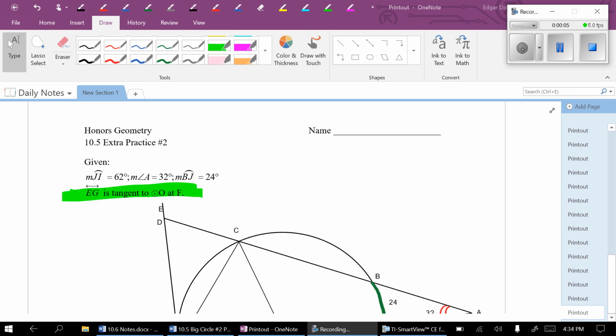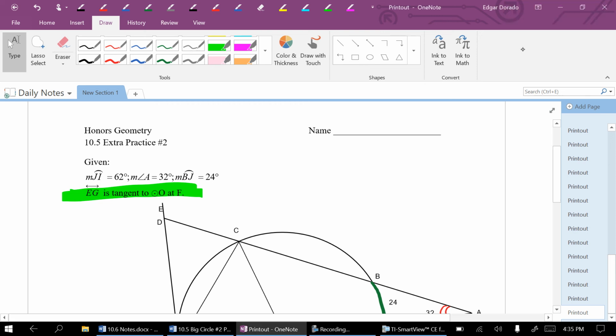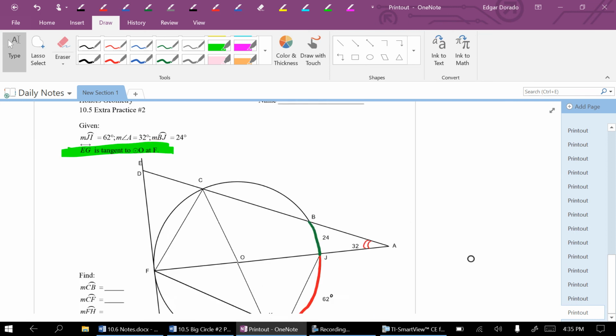I got a lot of requests today for a video on the second portion of the notes, which was this extra practice number 2. So our second big circle that we've had a chance to try out. I want to go ahead and go through that with you guys. But first off, let's identify the information you know. And here is what you are given.